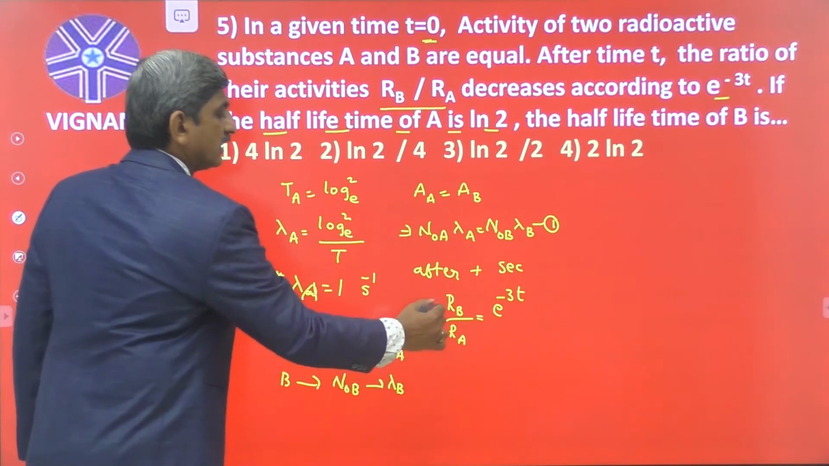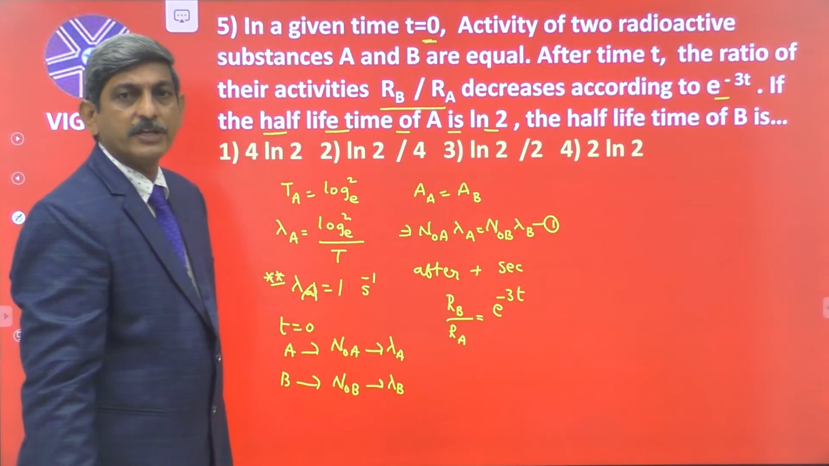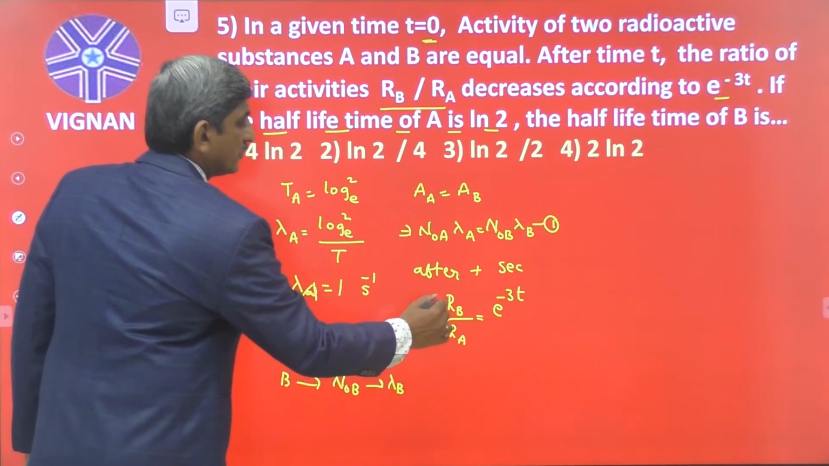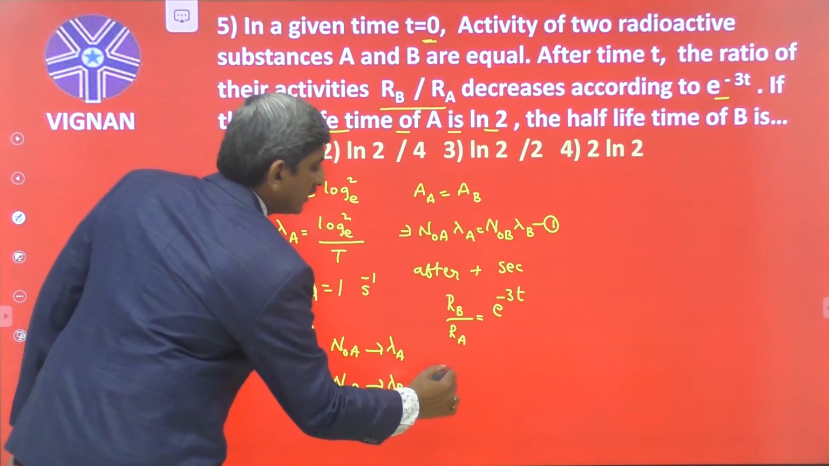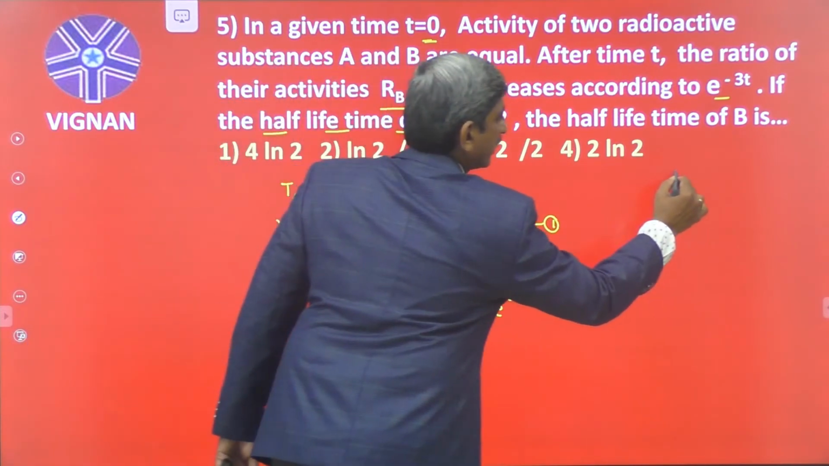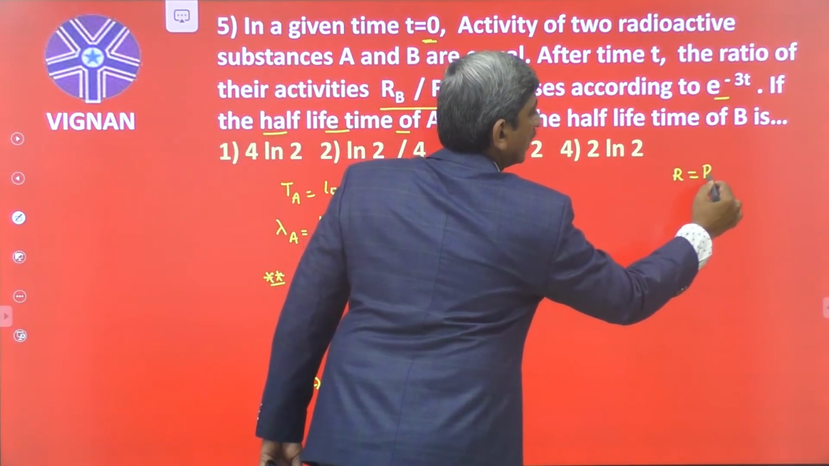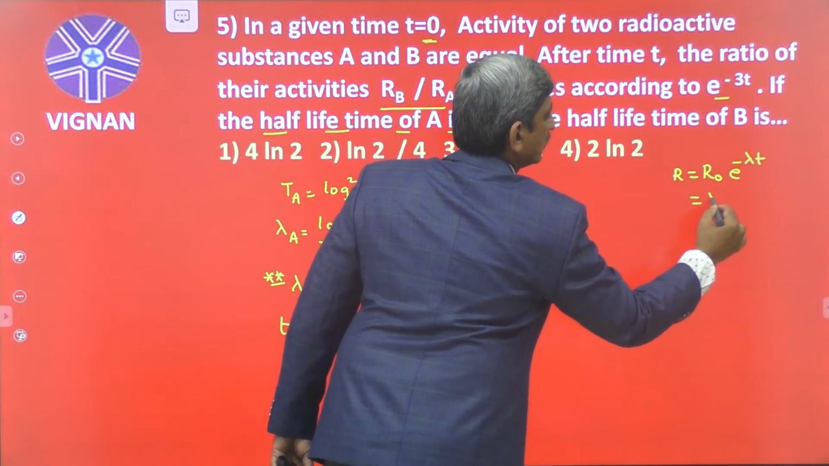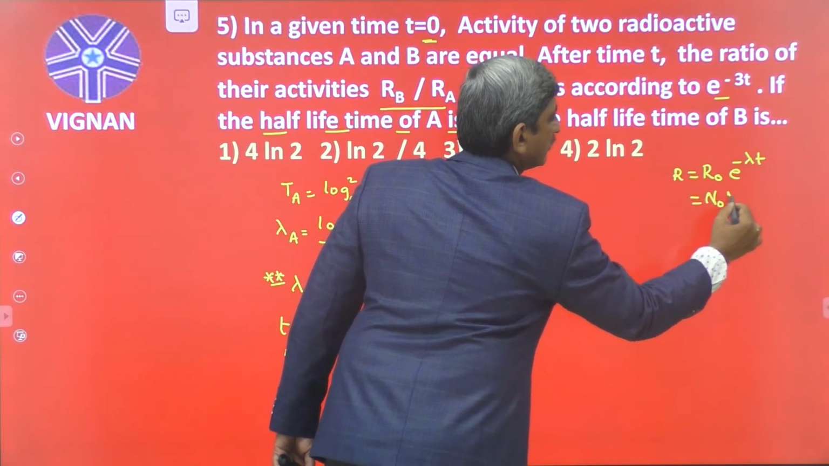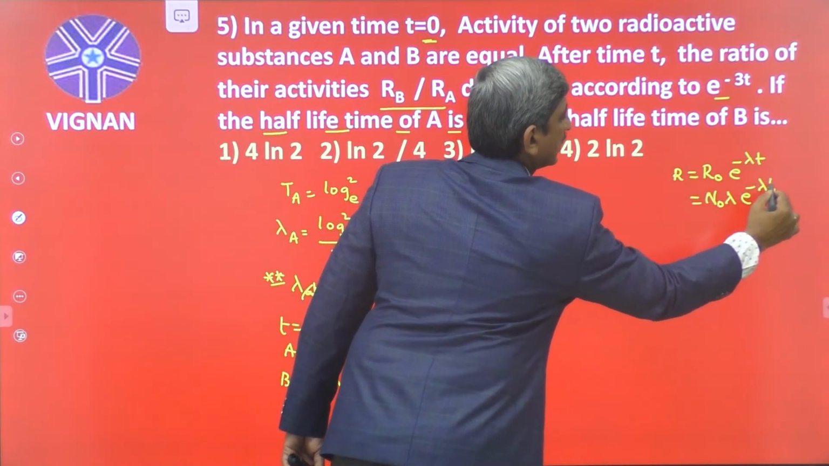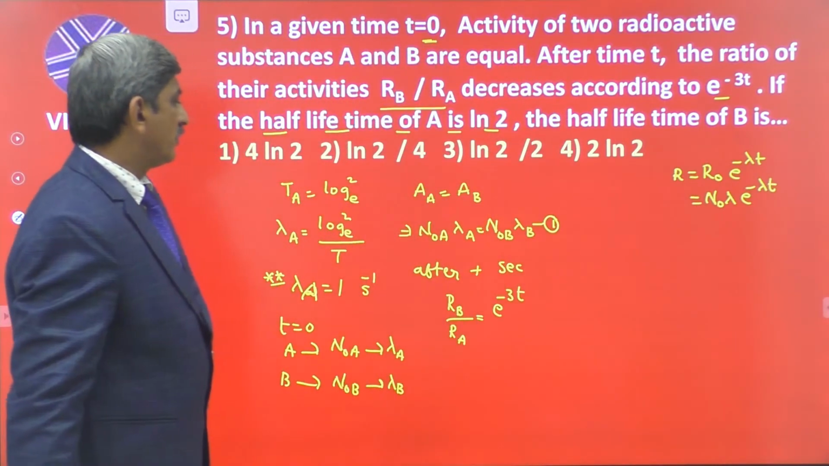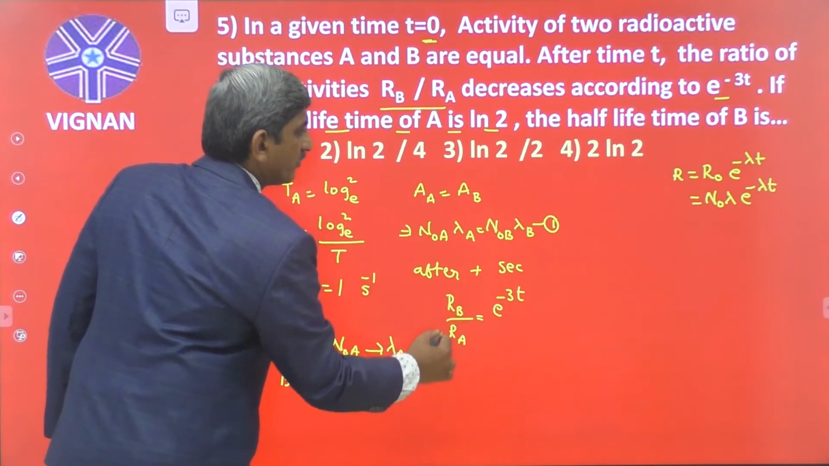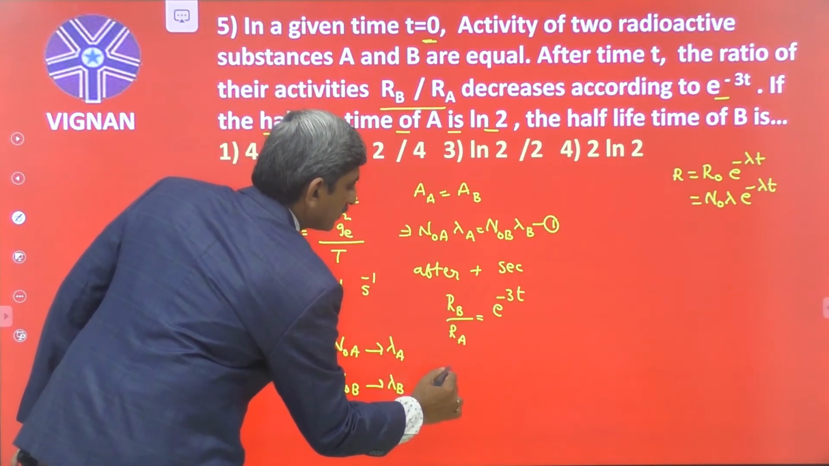Already we know that the rate of decay R is equal to R0 into e power minus lambda t. So using that equation, we have the rate of decay R is equal to R0 e to the power of minus lambda t, that is equal to N0 lambda e power minus lambda t. So by using that equation, we have Rb by Ra is equal to e to the power of minus lambda t.